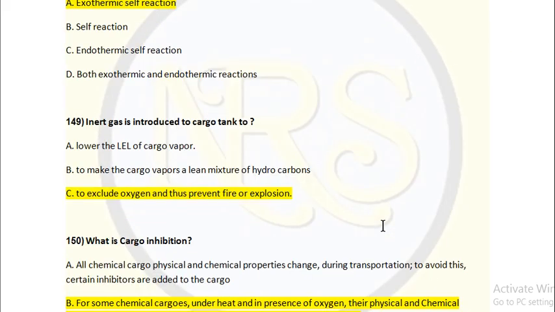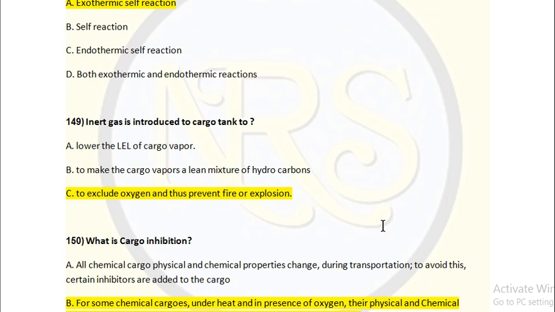Question number 149. Inert gas introduced to cargo tank is to: Option A, lower the LEL of cargo vapor. Option B, to make the cargo vapor a lean mixture of hydrocarbon. Option C, to exclude oxygen, thus prevent fire or explosion. Option C is the correct answer.